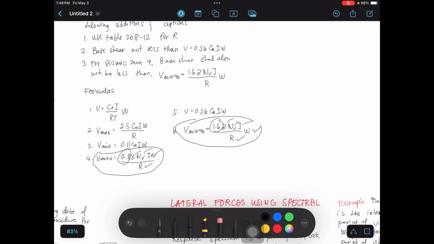So, pwede mong bawasan yung 6 na formulas for non-building, non-rigid. Since lesser to, hindi mo na kailangang i-check ito kasi definitely this is less than dito. Mas malaki na tong formula number 6. So, we can just remove this from the list. So, just remember yung formula number 6.